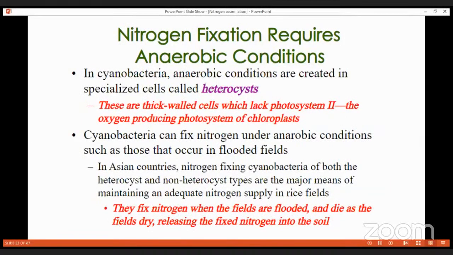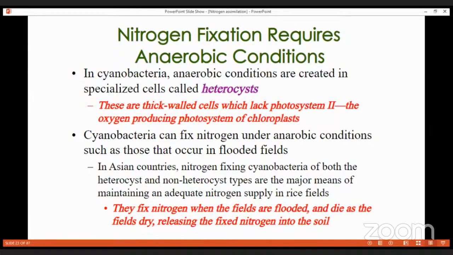In specific bacteria like cyanobacteria, this anaerobic condition is created by forming specialized cells called heterocysts. These are basically thick-walled cells which lack photosystem 2, because as you know, there are two photosystems, PS1 and PS2. PS2 is responsible for generation of oxygen. Cyanobacteria are photosynthetic bacteria basically, so they produce oxygen, but in different compartments. Heterocysts are a different compartment created by the thick-walled cells, where nitrogenase can work and nitrogen can be fixed. So cyanobacteria can fix nitrogen under anaerobic conditions, such as those that occur in flooded fields, as in the case of rice.